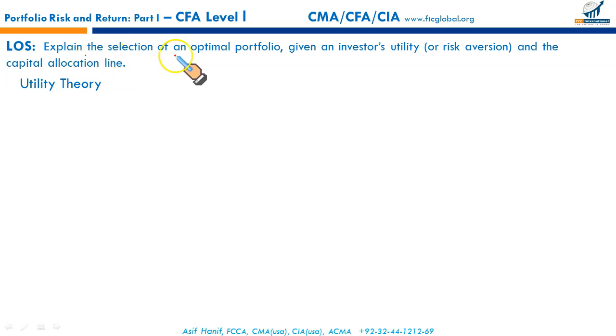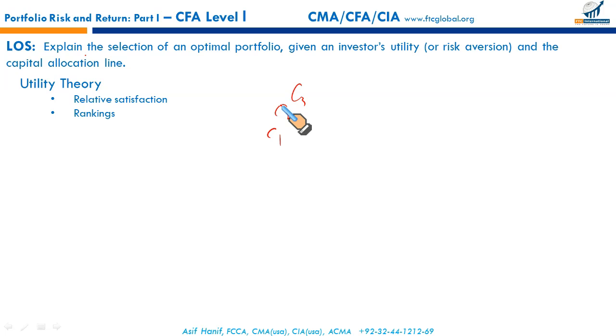Okay, next, explain the selection of an optimal portfolio given an investor's utility or risk aversion and the capital allocation line. So what is utility theory? You would have read in your economics. Utility means satisfaction. So when you say utility, we mean relative satisfaction between different combinations of risk and return. Relative satisfaction from consumption. That's the idea we discussed in economics way back in your undergraduate studies. So basically, utility theory is the foundation that will help us rank our choices. That is quantification of our rankings of choices, which we prefer first, second and then third.